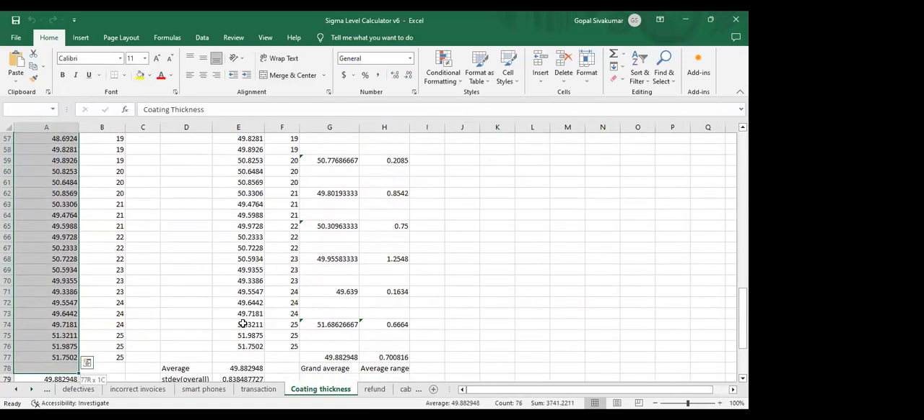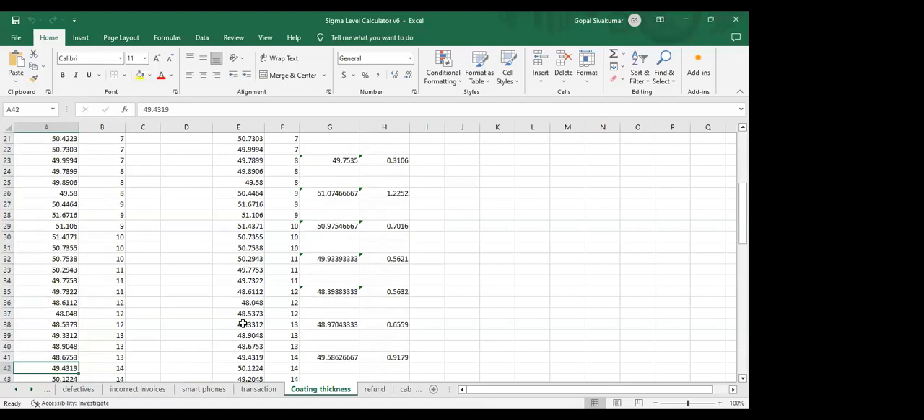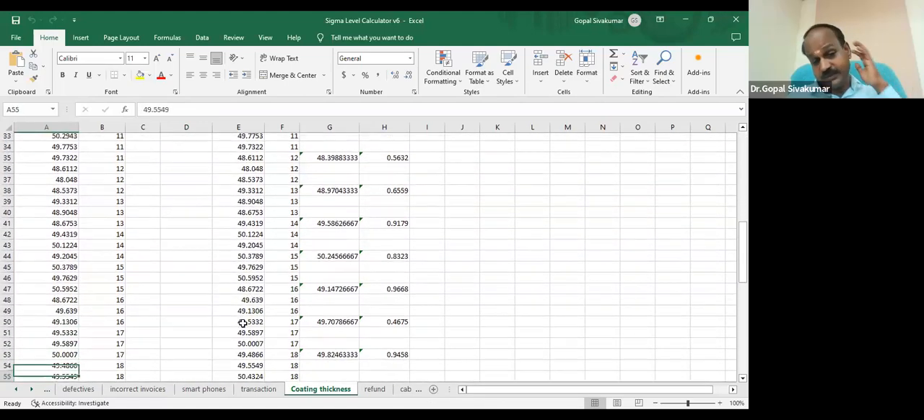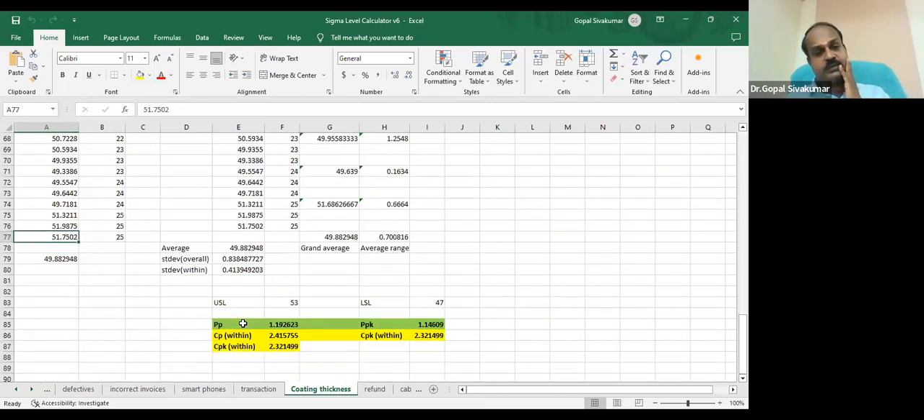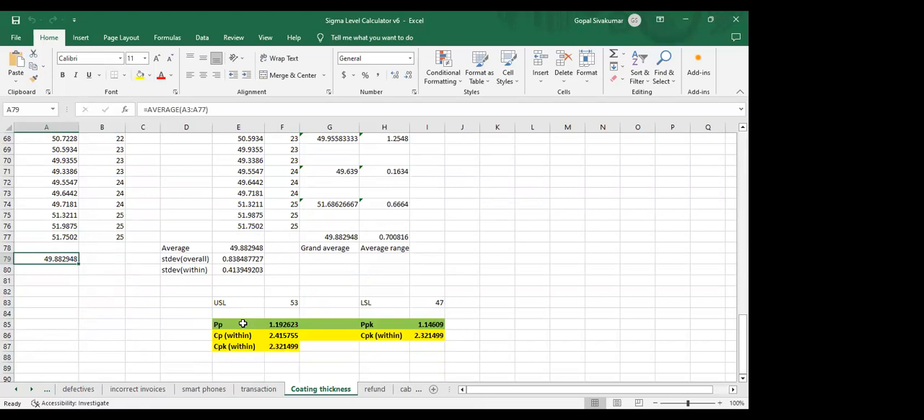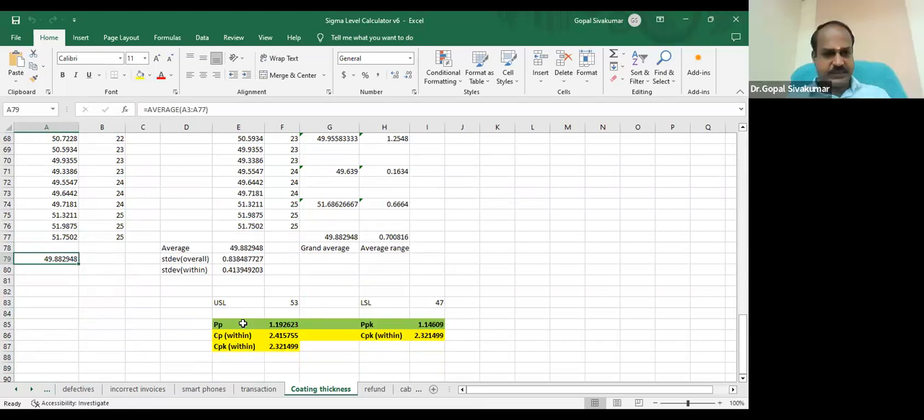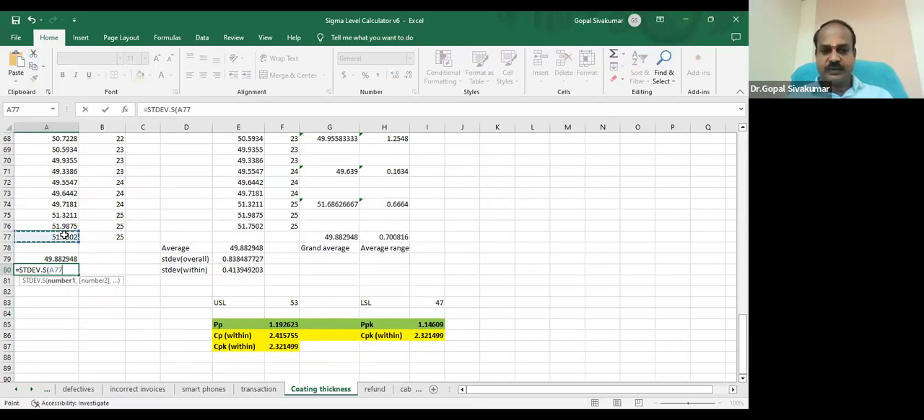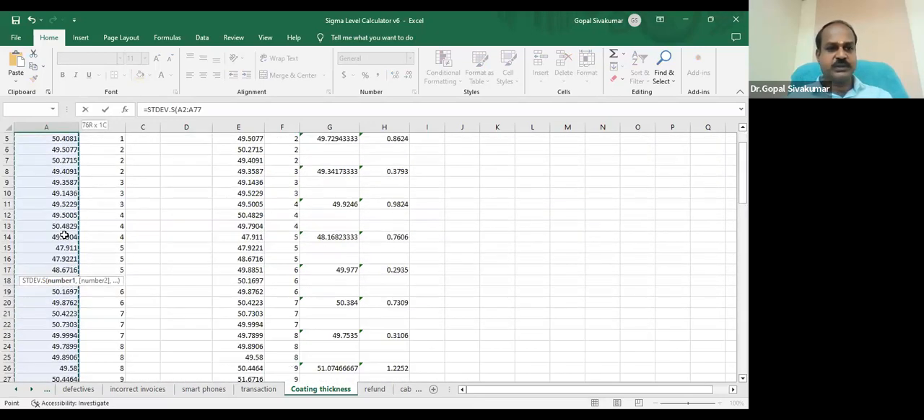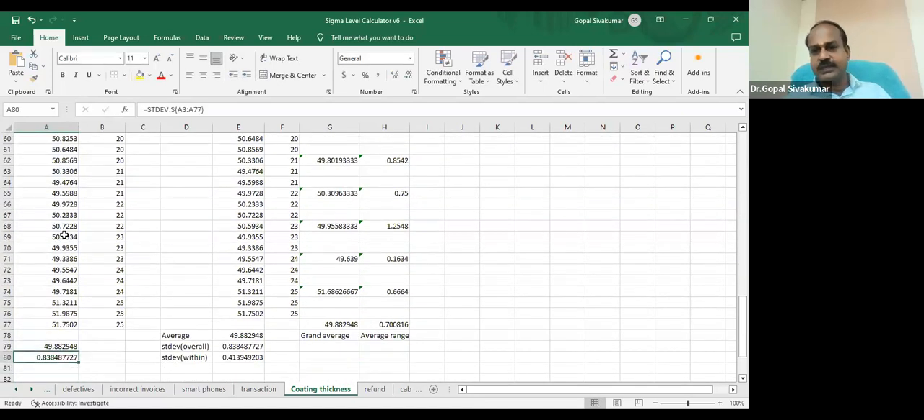Yes. Very good. Now, with all the 75 data points, I can calculate the average. And I can also calculate the standard deviation, right? How can I calculate standard deviation? It's very simple. STDEV.S, starting from here, I should go up to this. That's all. Close the bracket. Can you see your overall standard deviation? In no time, it is calculated.